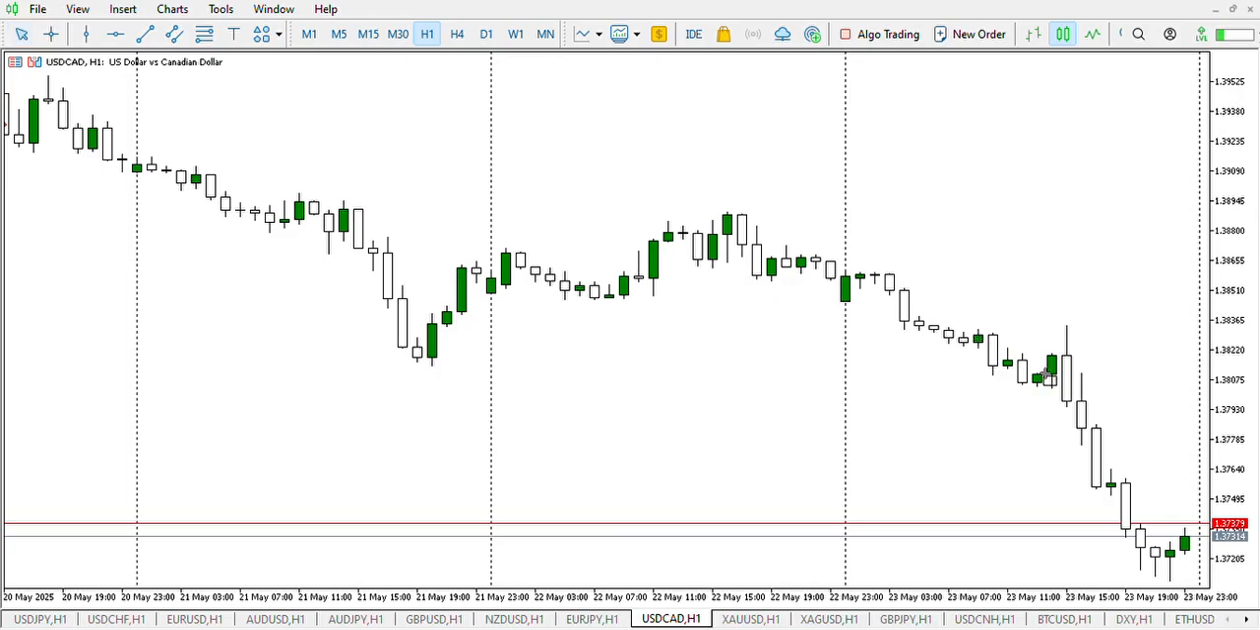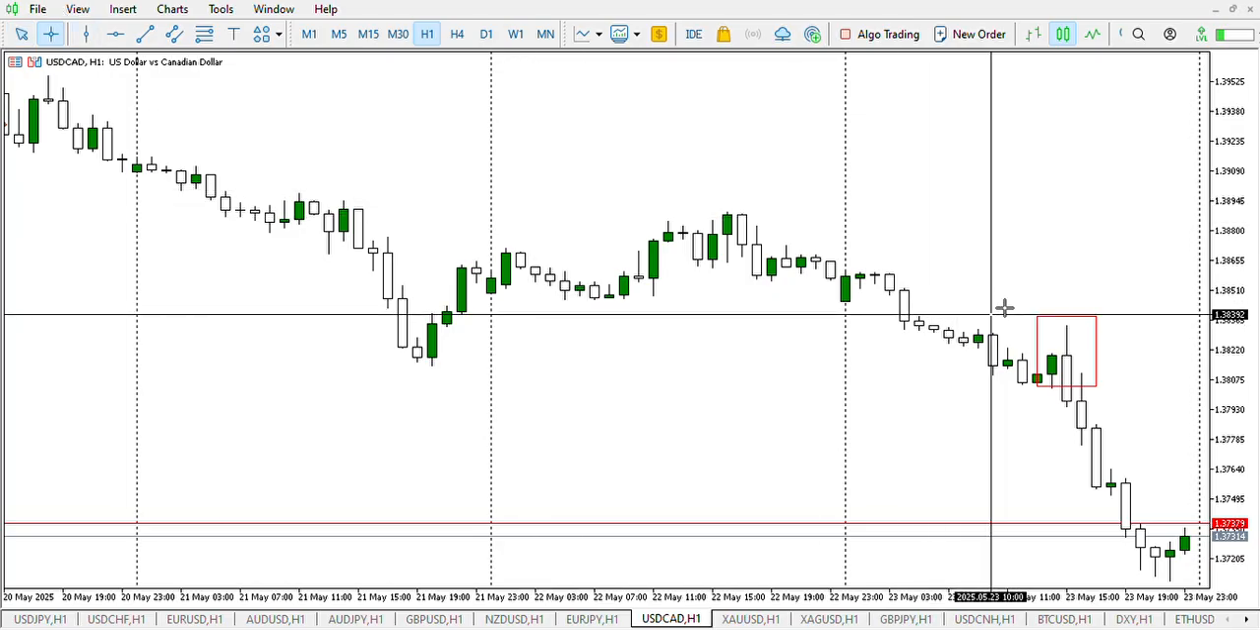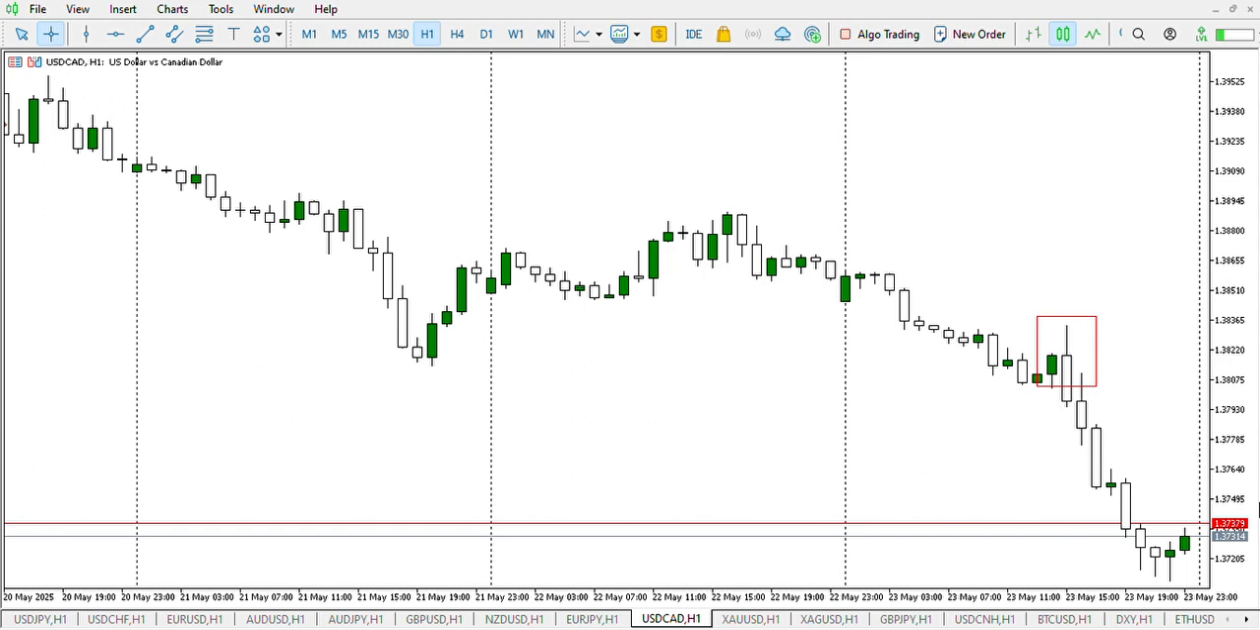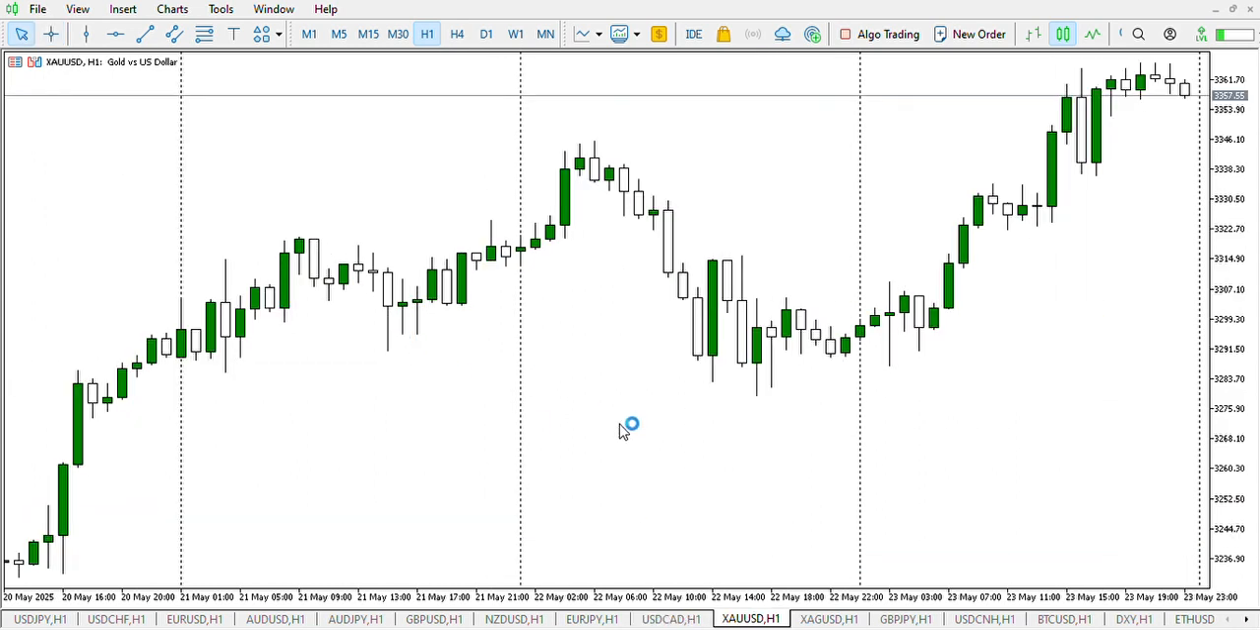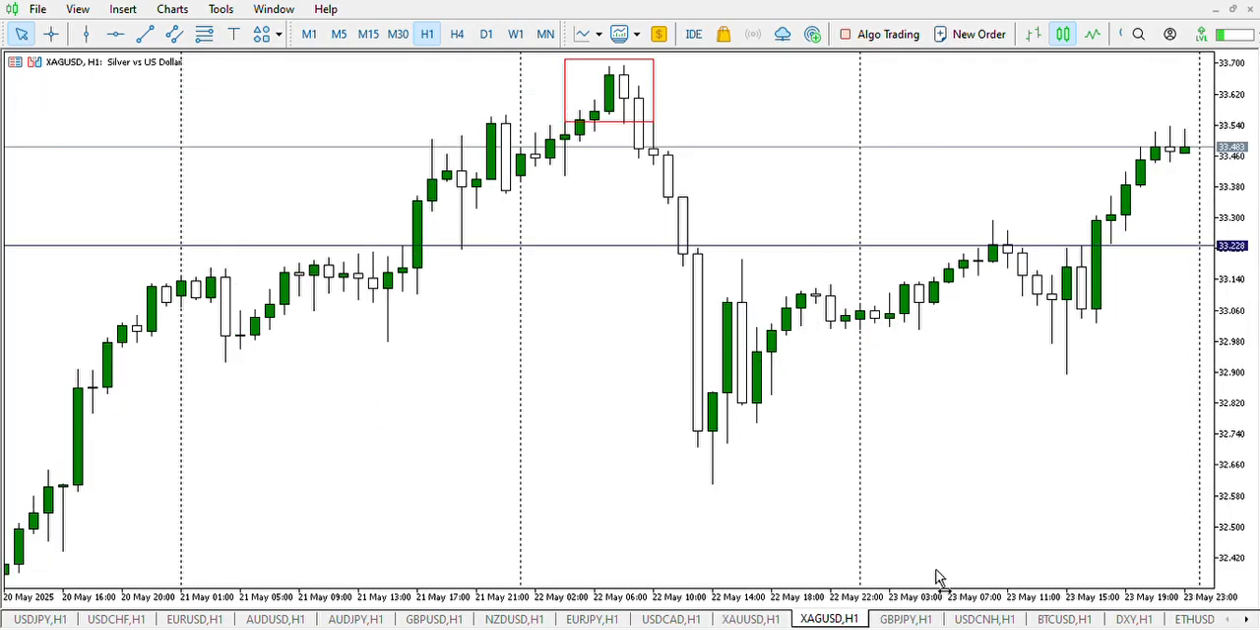And you can see right here this support. Let us see the time. Is it during the London? And we have this strong resistance during the London session. You can see how price dropped on USD CAD. So that is beautiful. On gold, no strong support.